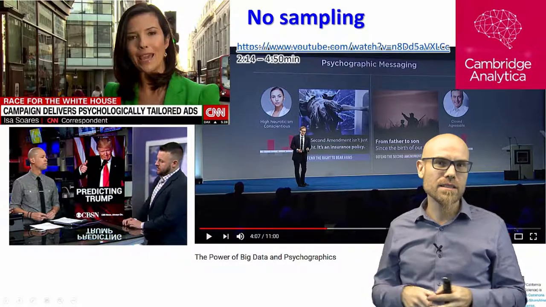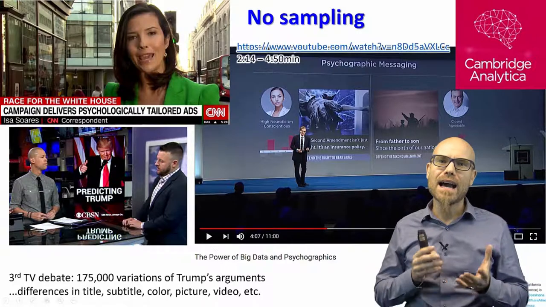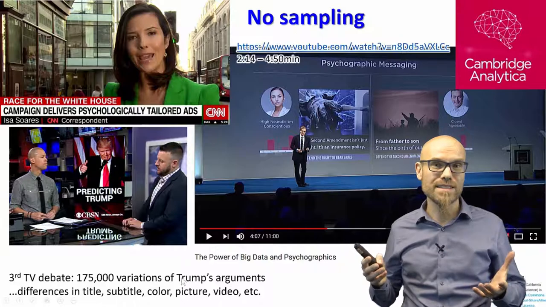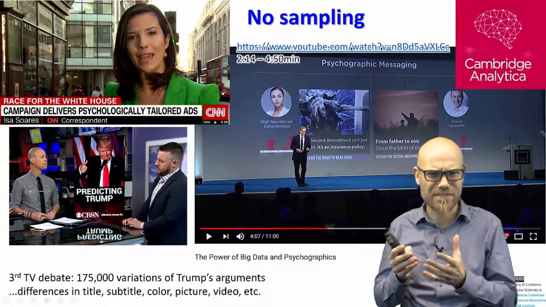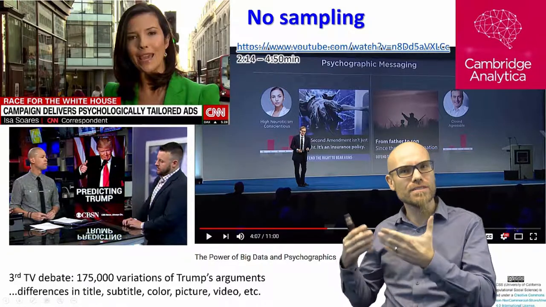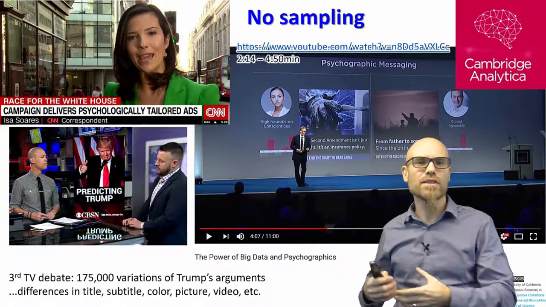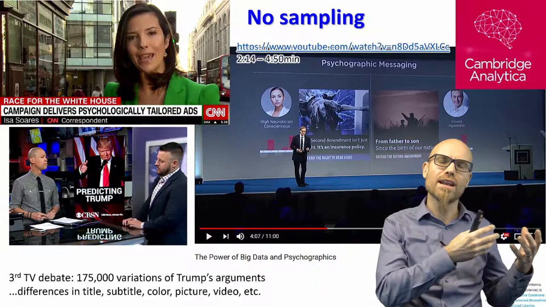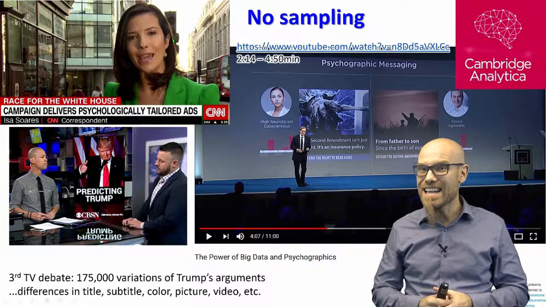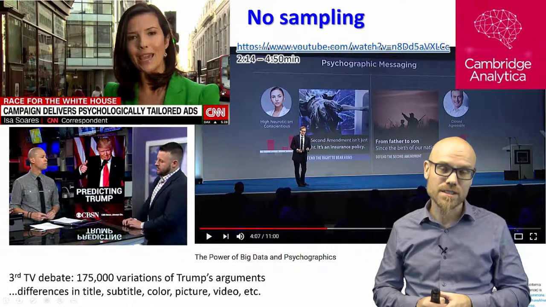One thing that was said, for example, during the third TV debate between Trump and Clinton, 175,000 different versions of Trump's argument were sent. Now, Trump didn't make 175,000 arguments, but different arguments. So it was just like, you know, if defending the Second Amendment was a statement, it would be sent with a criminal to some psychological profile and as a sports hunter to another psychological profile, right? And that really gets under your skin, right? If you play with people's fears.